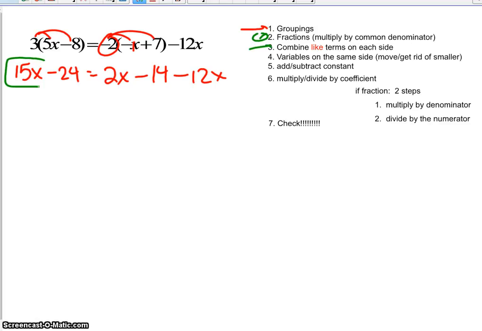So step 3, let's combine terms. So I'm looking at this side. We're all good. There's an x, there's a constant, can't put anything together. But on this side, I got 2 terms involving x. I got 2 and -12, so again, I'm adding, I'm combining. So I have more negatives, big minus small, 12 minus 2.